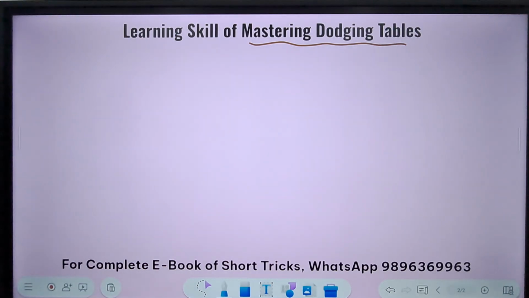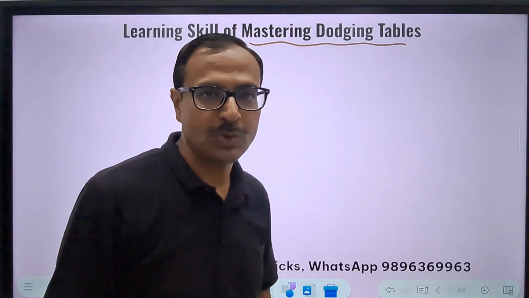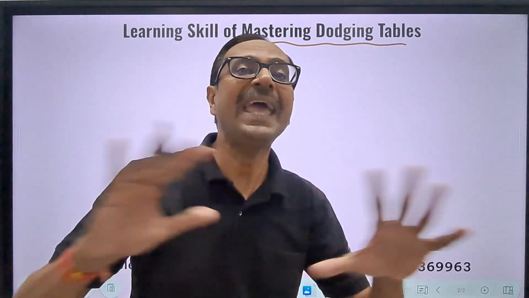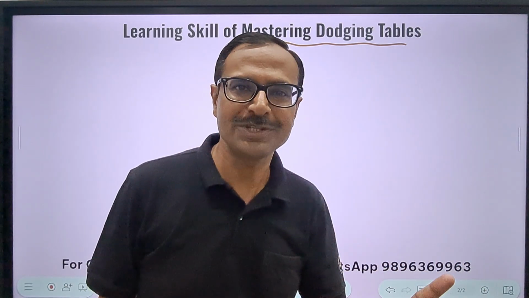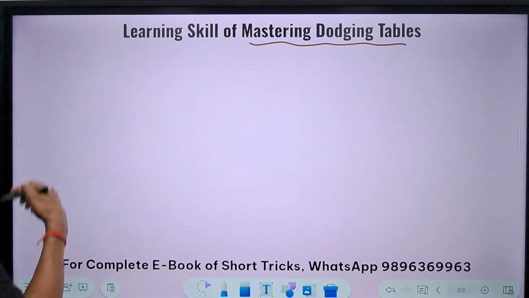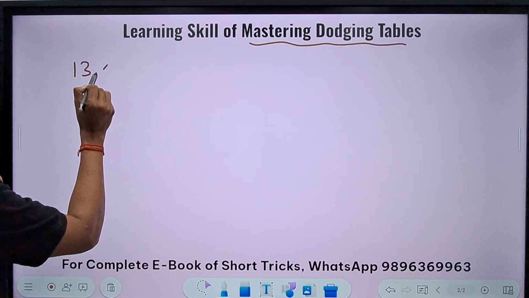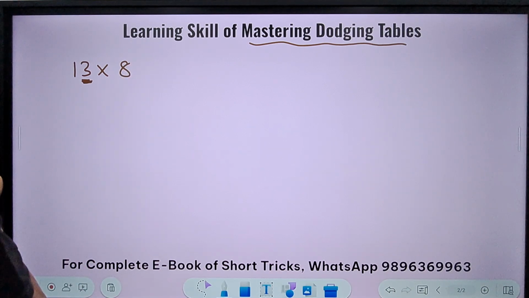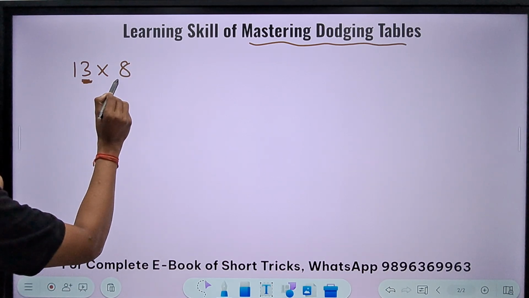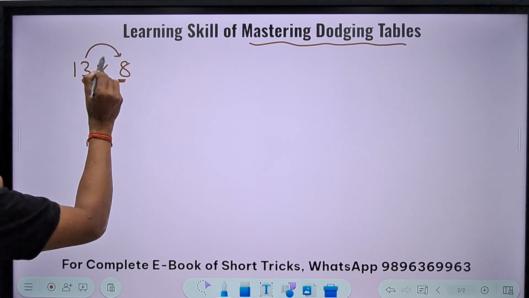Right now, without learning tables up to 20, we can actually write the dodging table of any number up to 99. Okay, any means yes, any 2-digit number. Now suppose the child is asked what is 13 times 8. Now he knows the 3 times table, right? So 3 times table, if he knows, ask him to just think about 3 times 8, forget the 1 as of now.